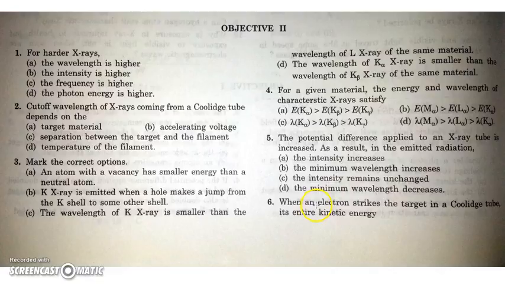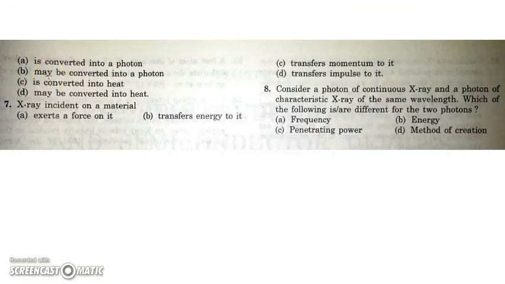In the next question, when an electron strikes the target in a Coolidge tube, its entire energy may be converted to photon or may not be converted to photon. So as I said, it may be converted into a photon, or it may be converted into heat also.